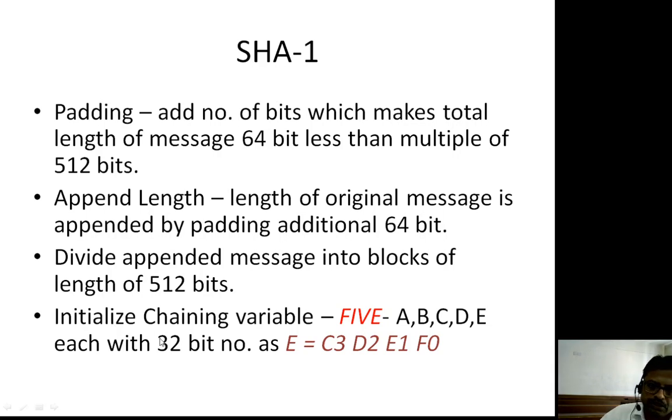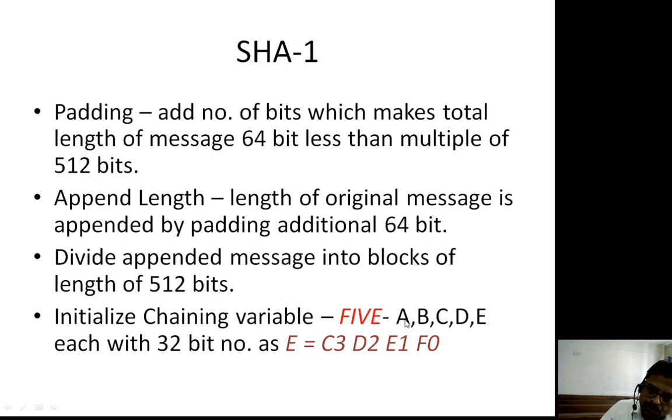In the case of SHA1, we take 5 variables. Instead of 4 chaining variables, we adopt 5 variables, named A, B, C, D, E, where the A, B, C, D values are the same as we used in the MD5 algorithm. But we have added another variable E, represented by a 32-bit number, that is C3 D2 E1 F0. The rest of the chaining variable values, A, B, C, D, remain the same.